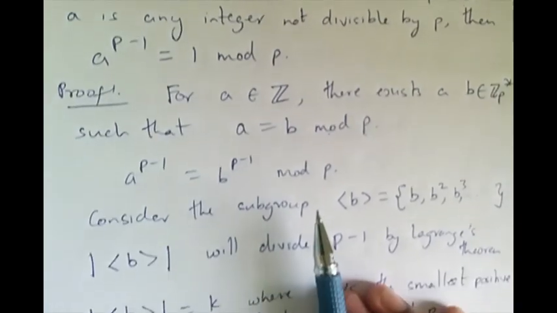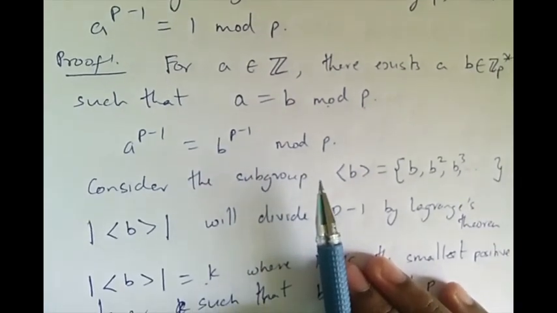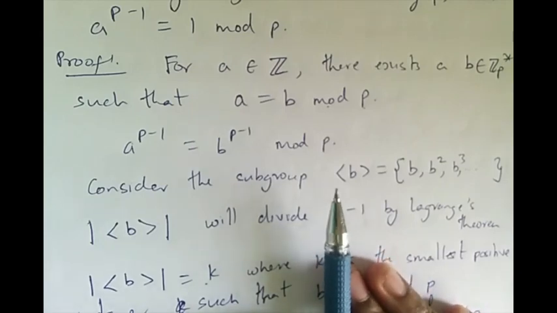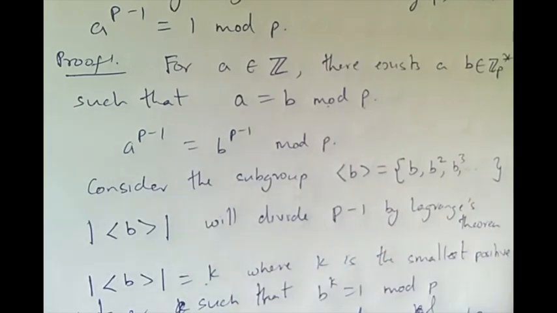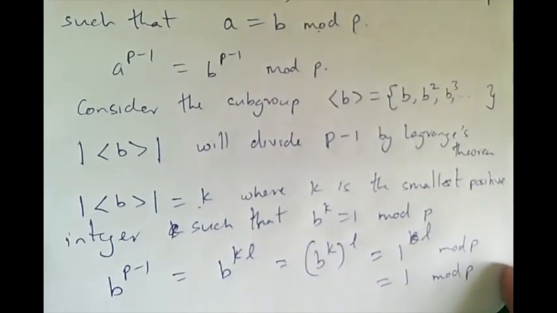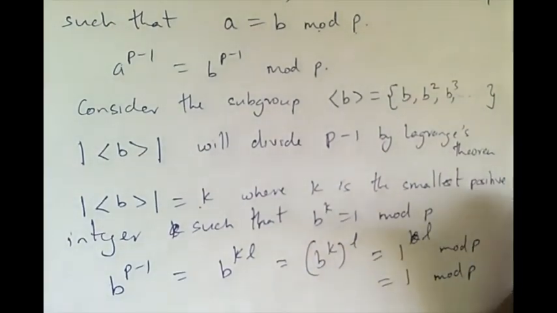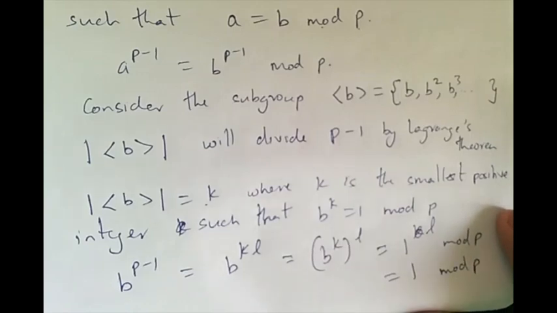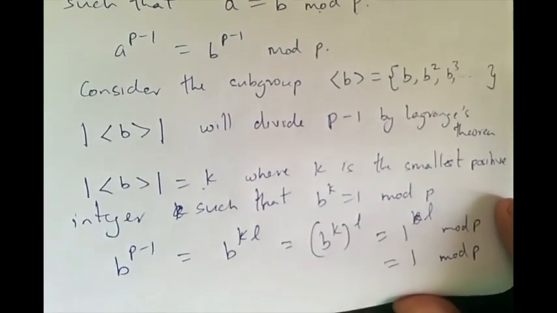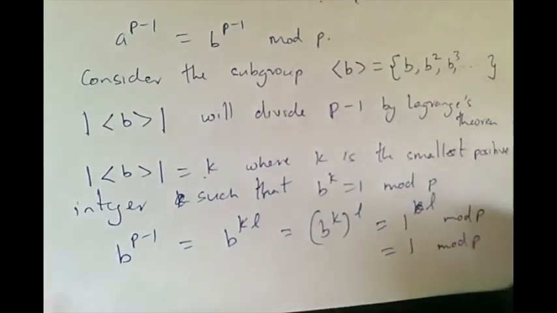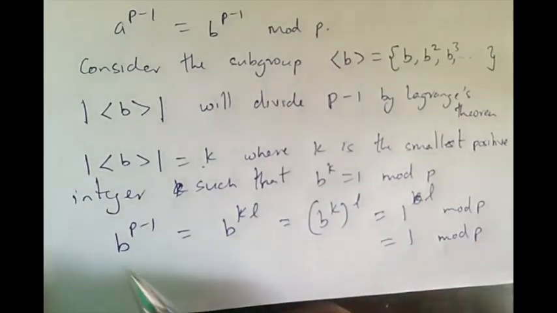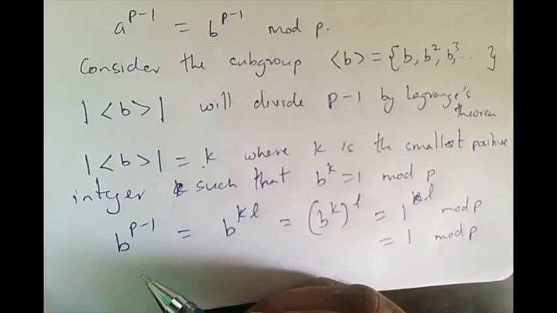So we argued that there must be some other element, some other integer b in Zp star itself, such that a to the p minus 1 will be equal to b to the p minus 1 mod p. Then we looked at the subgroup generated by that integer b, and by Lagrange's theorem we said that the order of that subgroup has to divide p minus 1, and so b to the p minus 1 is equal to 1 mod p. Since b to the p minus 1 equals a to the p minus 1, we are done.